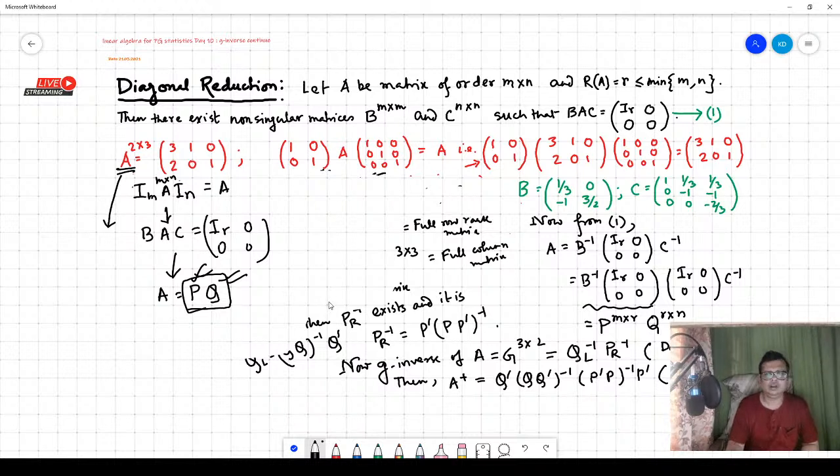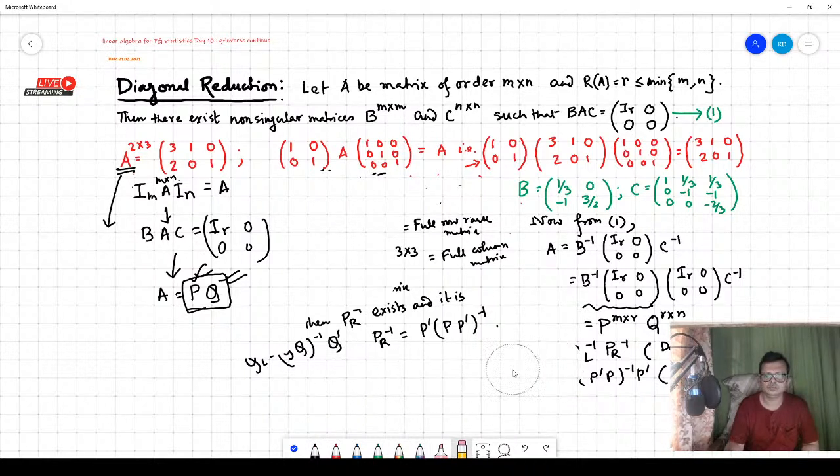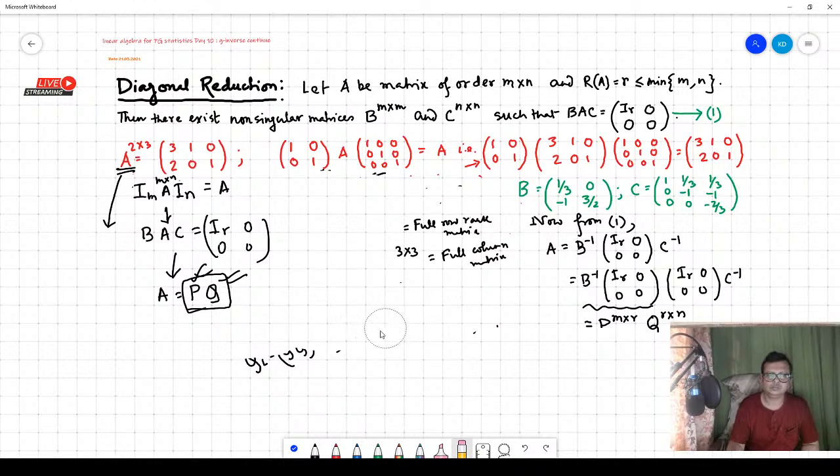Oh, Swarnava, you are right. You are right. I will write this portion again. Thank you, Swarnava.